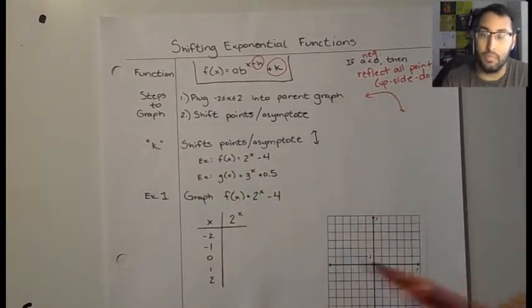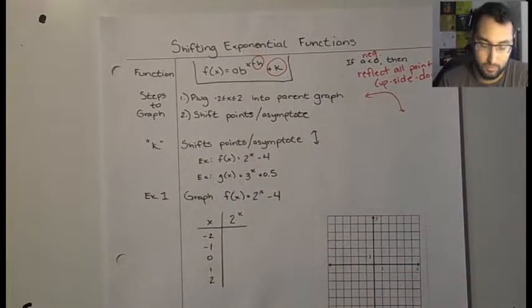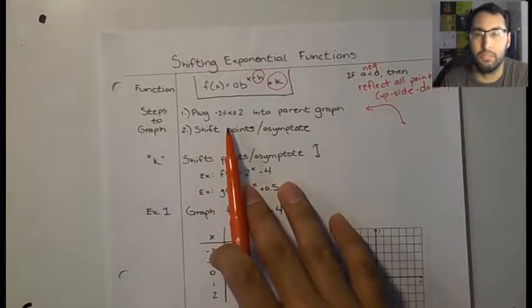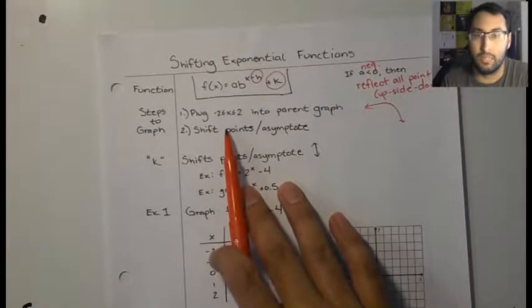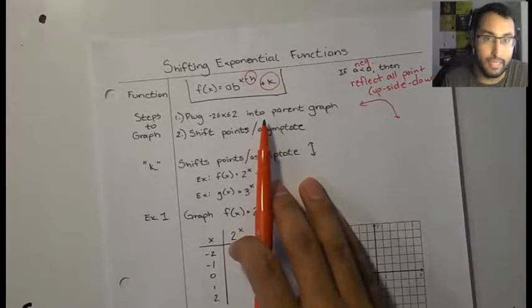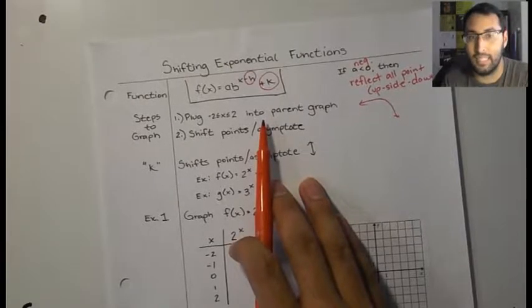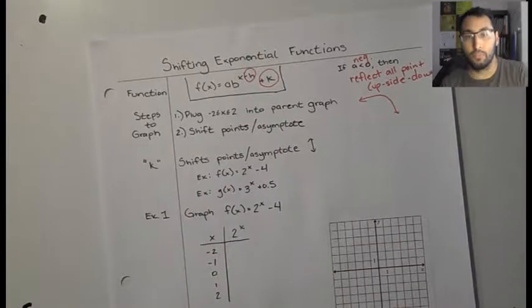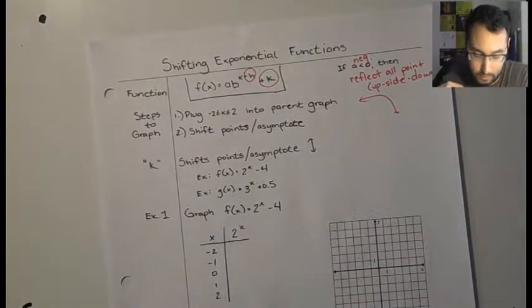So the steps, just to remind you of how to graph an exponential function, is that we plug in the values from -2 to +2. So that's -2, -1, 0, 1, and 2, into the parent graph, so that's just whatever the base is combined with an x exponent. And then we're going to shift those points, or if we need to, move the asymptote.